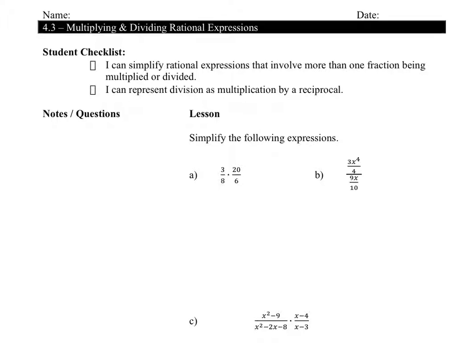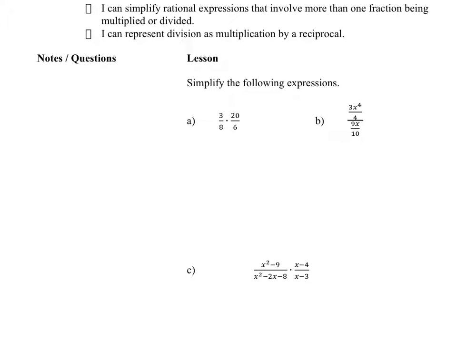need to discuss. And it's probably not a new idea because it's something that should be covered in Algebra 1, but just in case, we're going to make sure that we talk about it a little bit today. All right, so we're going to start off with this first expression, which says that 3 over 8 is going to be multiplied by 20 over 6.